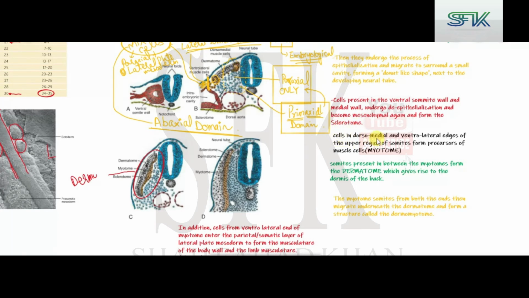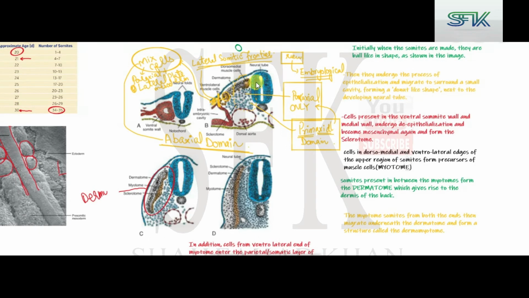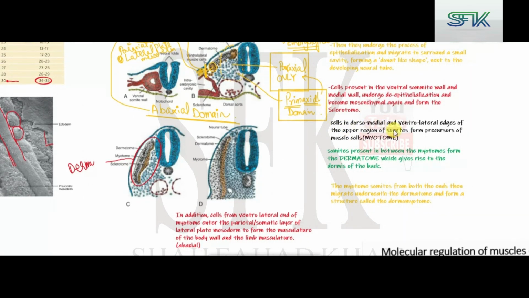Then cells in the dorsomedial and ventrolateral edges of the upper region of the somites form the precursors of the muscle cells, the myotomal cells. So it's these two ends that we are talking about now. We've talked about them in the beginning or in the previous lecture maybe. Then the somites present in between the myotomes form the dermatome, which gives rise to the dermis of the back. We've talked about this one as well.